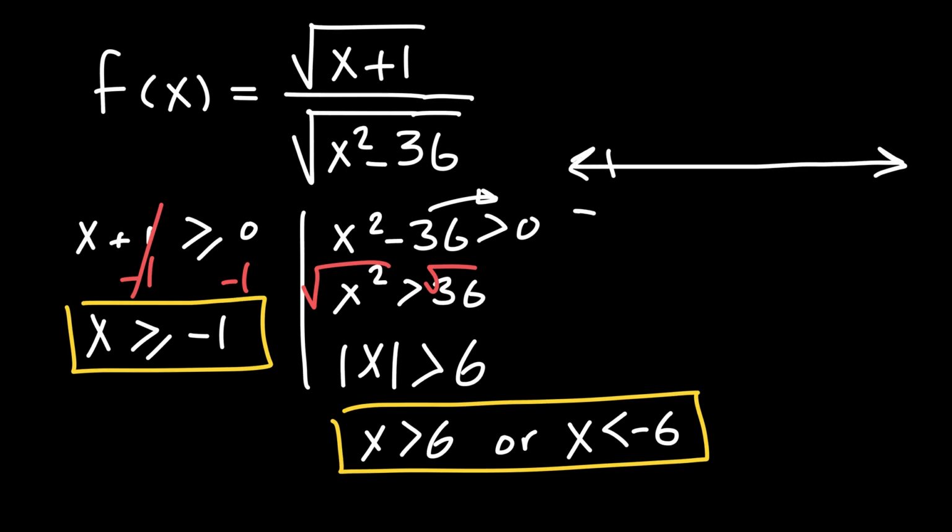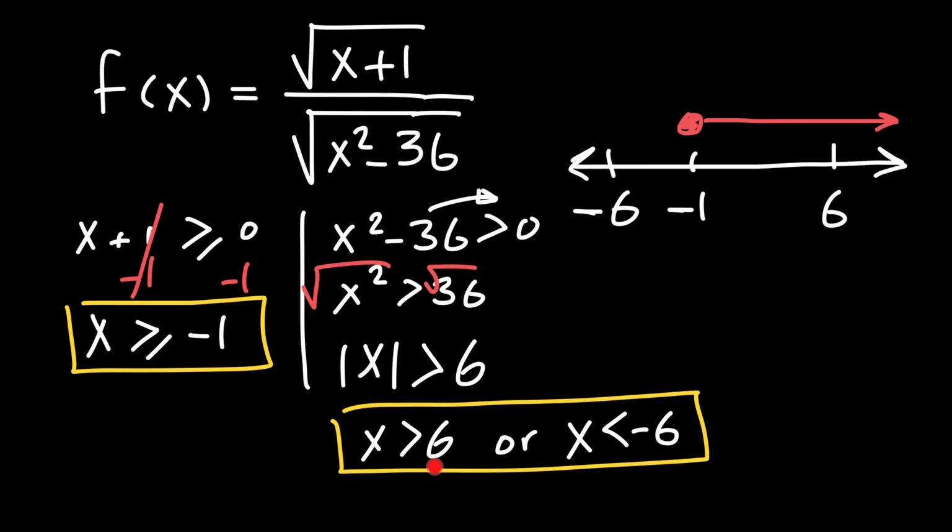I have here minus 6, minus 1, and 6. Let us start with this. So x greater than or equal to minus 1. Here is minus 1. Then I have to make a closed circle and mark all the numbers of x greater than minus 1.